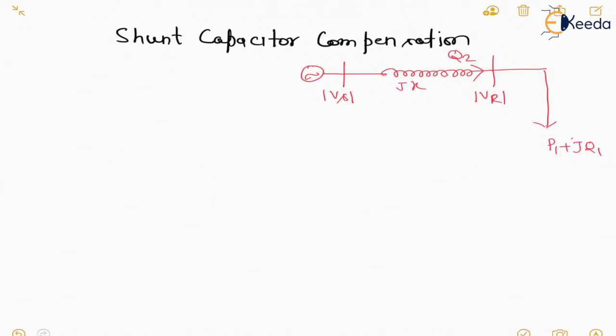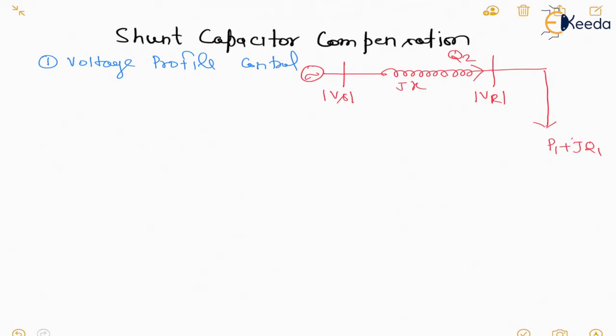Basically, we do shunt capacitor compensation for two purposes. The first one is to increase the voltage profile and the second one is to improve the power factor. So first we are going to see voltage profile control.